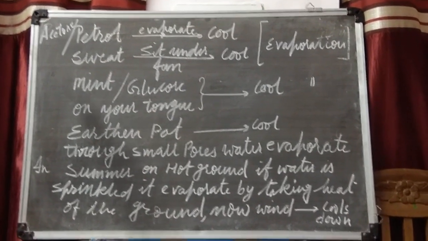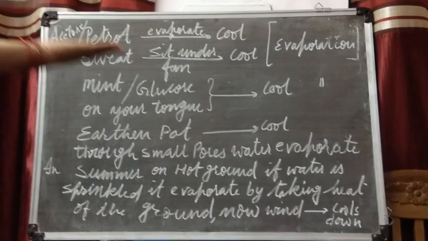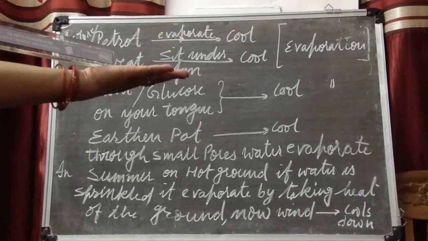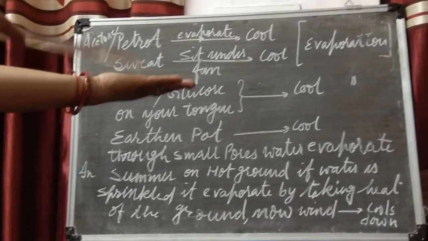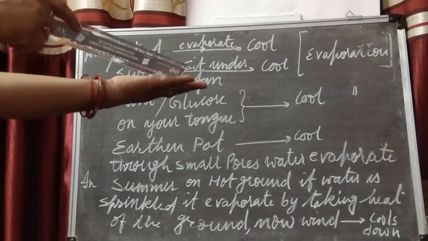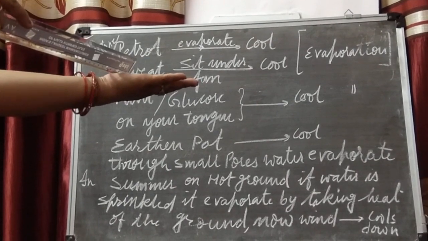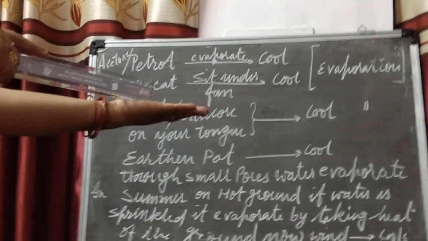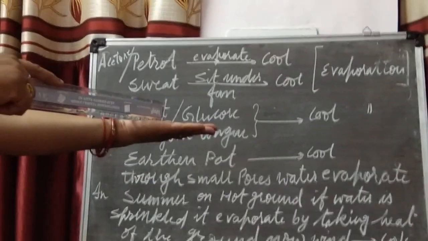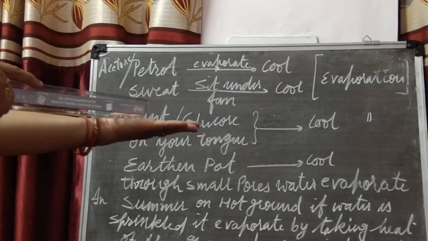Actually what is happening there? If you are keeping petrol on the palm, it gets evaporated. Nail polish remover, as you keep it on your palm, gets evaporated by taking heat of your palm, and that's why your palm feels cool. So evaporation produces a cooling effect.